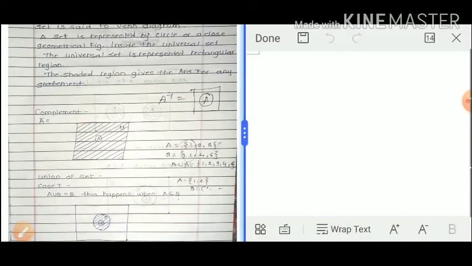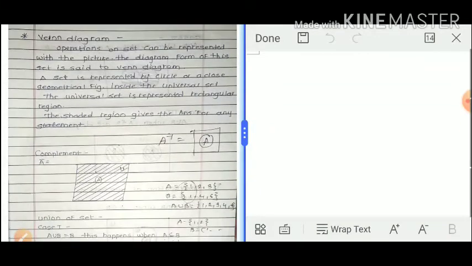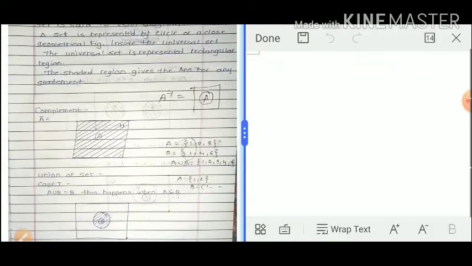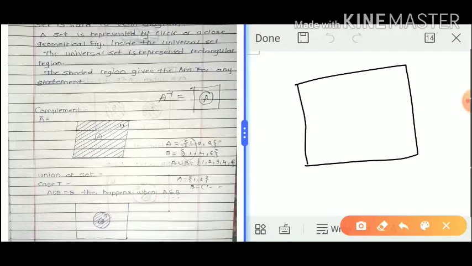Suppose the example is that we represent A complement in the form of a Venn diagram. So how to represent A complement by using a Venn diagram? Suppose this is a rectangle, this is the universal set U. The universal set we represent using a rectangle, and A means a set, so this is a set using a circle. Here we have defined all these things.